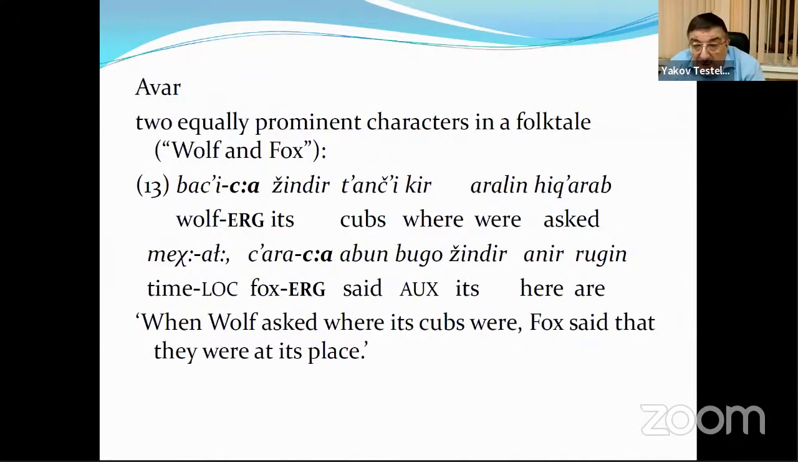For example, in Avar, there are two equally prominent characters in a folk tale, Wolf and Fox. [Avar example 13.] When Wolf asked where its cubs were, Fox said that they were at its place. Wolf asked, Fox said. Wolf and Fox are two characters of a folktale, and both are marked with ergative whenever they are used as subjects with transitive verbs, like ask or say, in the case of example 13. There is no shift into the background or whatever operation which might have something to do with the information structure. So it is not passive according to the second approach either.